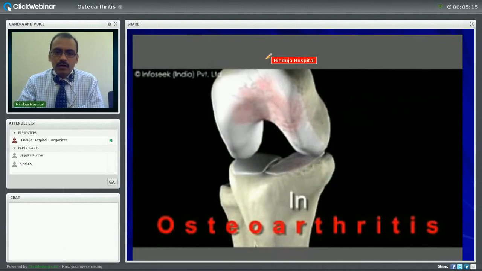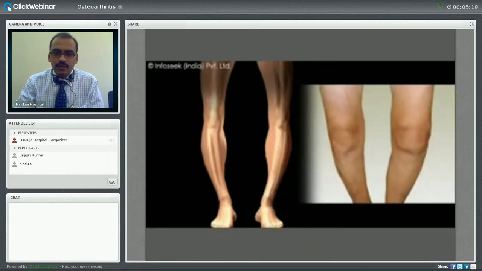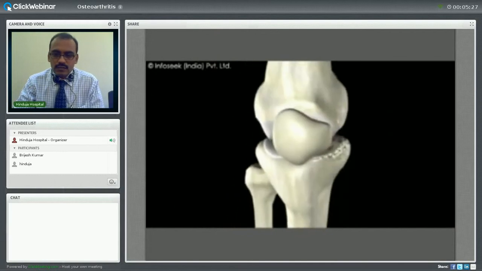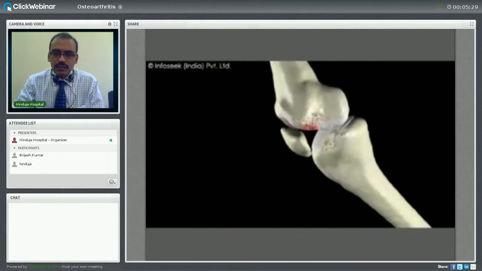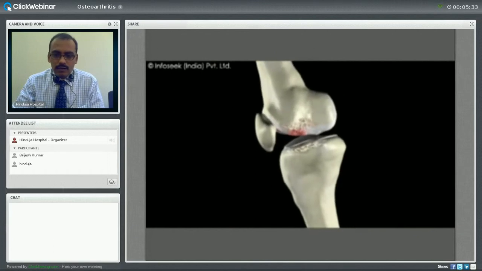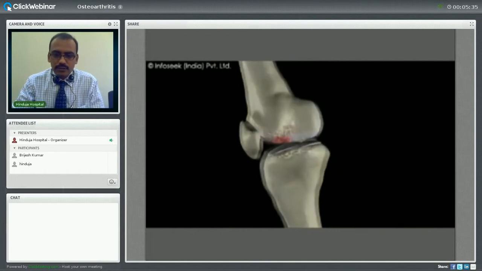I'll show you in this next video what exactly happens in osteoarthritis. This is the wear and tear of the cartilage, which causes the bones under the cartilage to rub together, causing pain, stiffness, and swelling as movements happen.